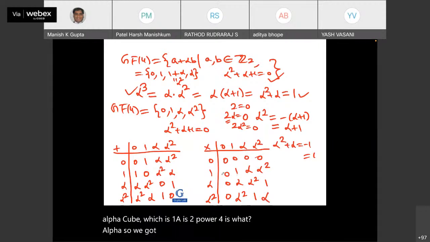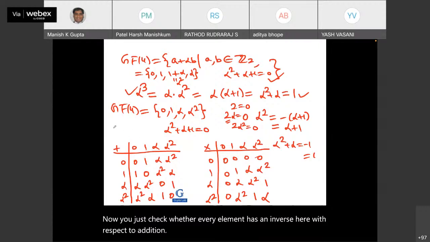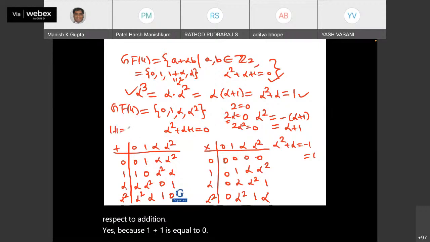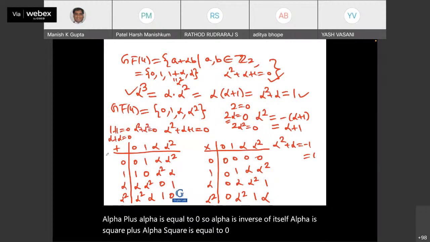Now you just check whether every element has an inverse with respect to addition. Yes, because 1 plus 1 is equal to 0. Alpha plus alpha is equal to 0, so alpha is the inverse of itself. Alpha square plus alpha square is equal to 0. So every element has an inverse, itself, with respect to addition.